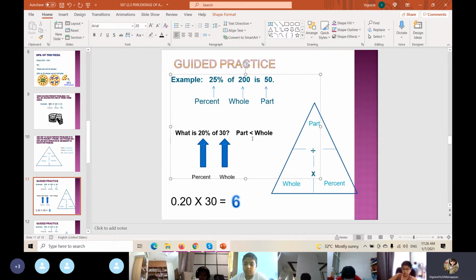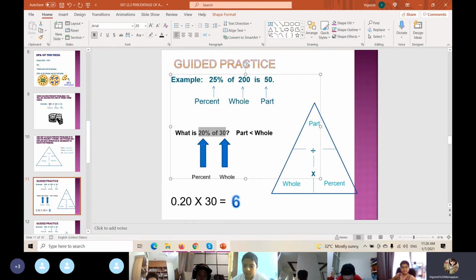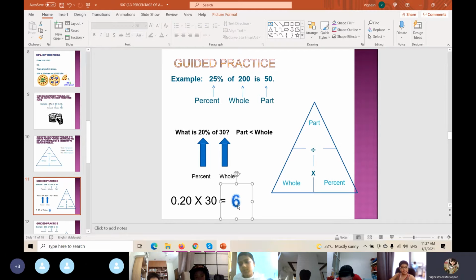It's vice versa. You should know. If the part is smaller than whole, of course, whole is more than part. So once you get the answer, please check whether the part is smaller than whole or not. Understand or not? Then you cannot simply multiply both. 20 multiply 30, automatically you should know that the answer is 600. Is that possible? 600 is the part? Is that possible?